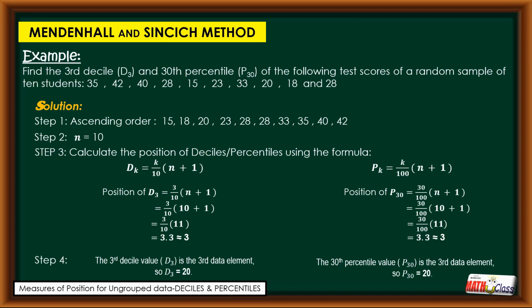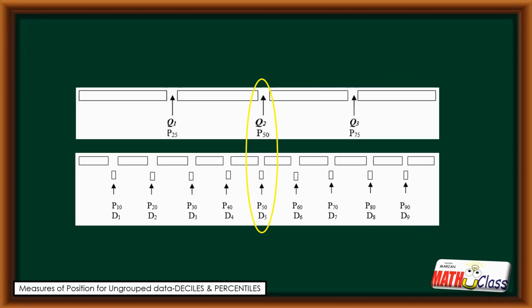Let us look at the third element in the data set in step 1. We can see that the value of the third element is 20. So, P30 is equal to 20. As you have observed, D3 and P30 have the same value. It's because D3 and P30 fall on the same point in a distribution.